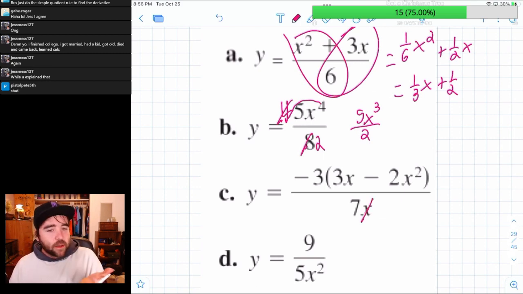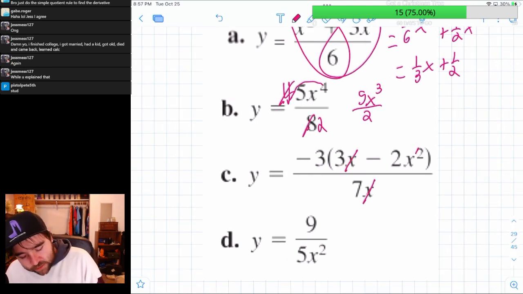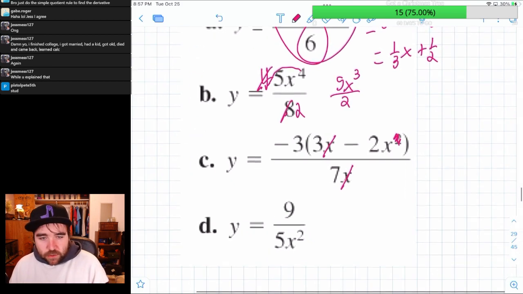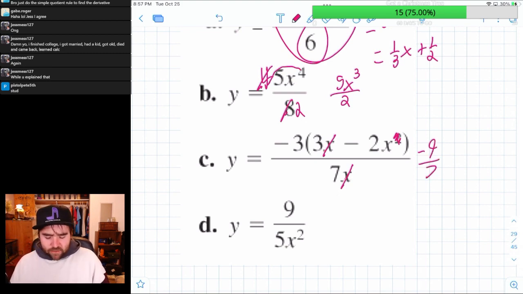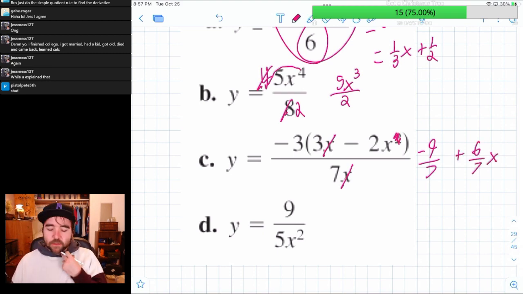The next one, notice how it's pretty similar, but this is divided by x, so that kind of does make it look like you're going to need to use the quotient rule, but you can get rid of that x because it's in both of them up here. And then you can just distribute that -3, and then I guess even rewrite it to make it obvious that they're going to be separate fractions. So that's just -9 over 7, and then plus 6 over 7 x. Because see, that's the only x that's left.